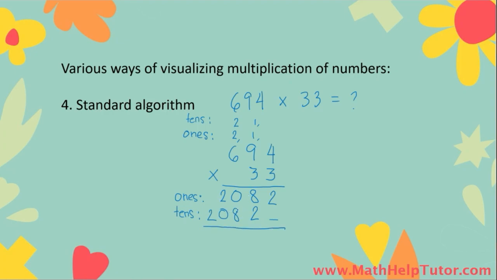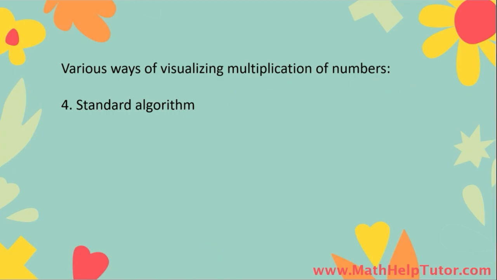After that, we add these answers using the standard algorithm for addition. Okay, so that's 2 plus, supposed to be 0, right? So we just drop the ones place over here. That's 2. 8 plus 2 is 10. Carry over 1. 0 plus 8 is 8 plus 1 gives us 9. 2 plus 0 is 2. And 2 plus 0 is also 2, which gives us the answer 22,902. So the answer to the question 694 times 33 is 22,902.